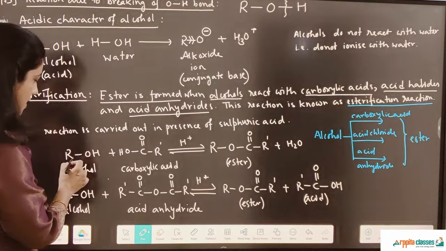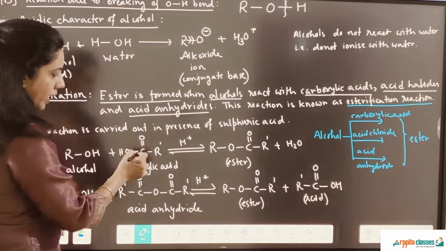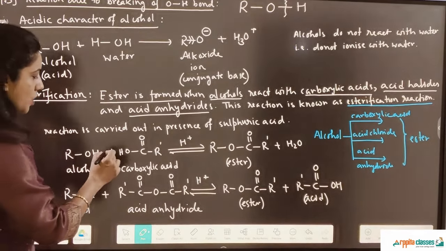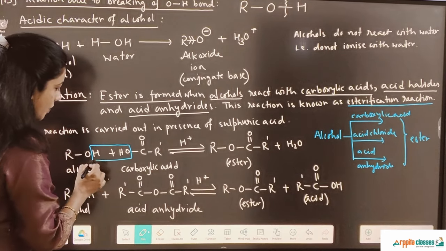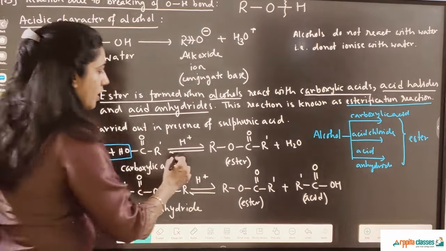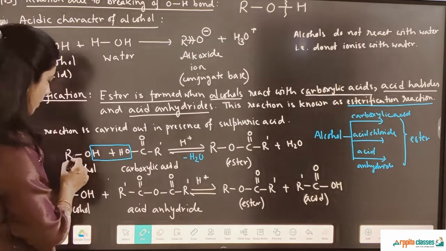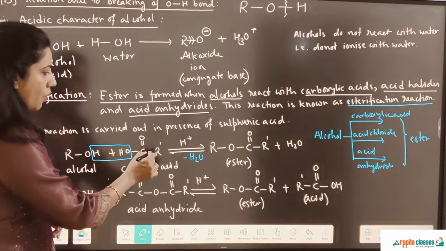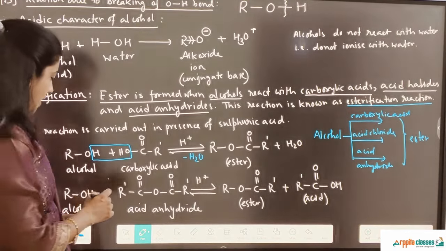So see, this is my alcohol ROH and this is R-COOH, which is our carboxylic acid. From the carboxylic acid, OH and from the alcohol, H will be liberated. So a water molecule is liberated over here, and the rest of the part you just join. So you get R-COOR', which is your ester.